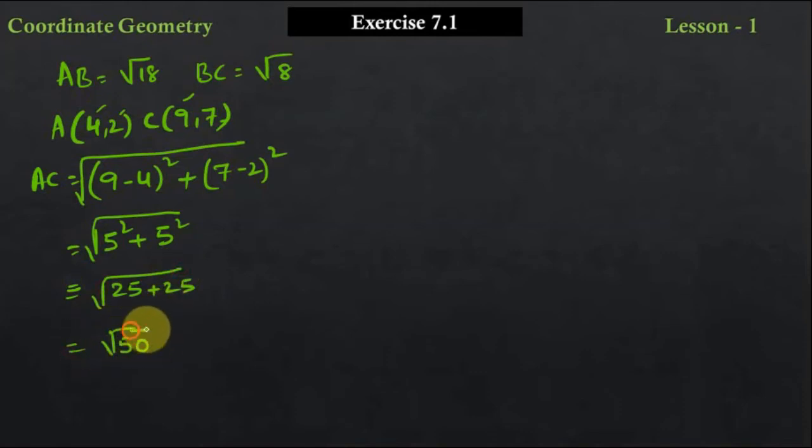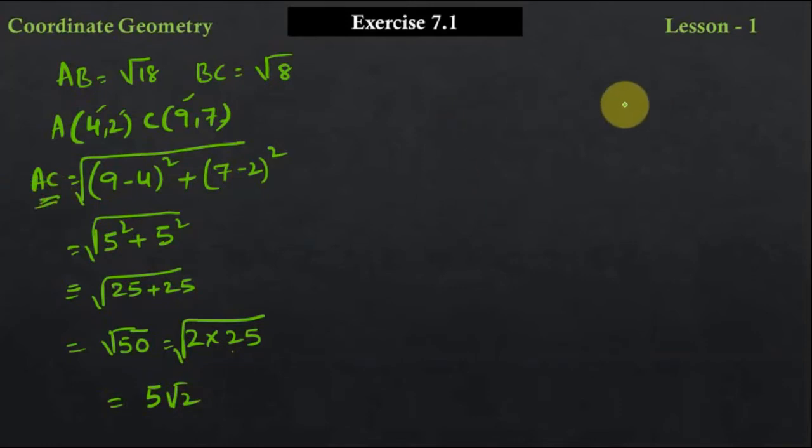Square root of 50, how we can write? 2 into 25, isn't it? So why I am writing like this means we know the square root of 25 is there. So that I will write first. So square root of 25 is 5. Root 2 as it is I will write. So this is the value of AC.